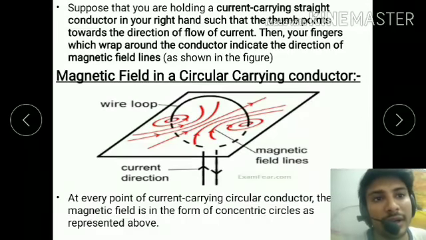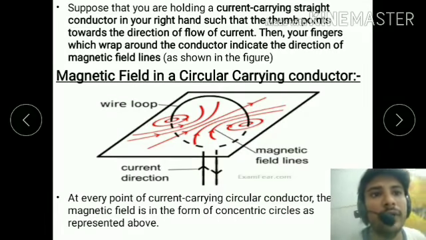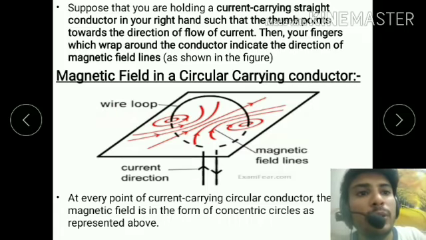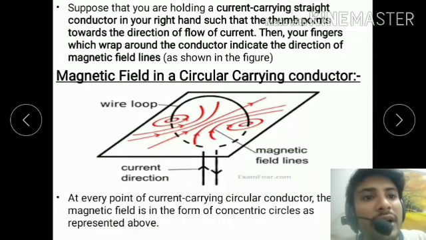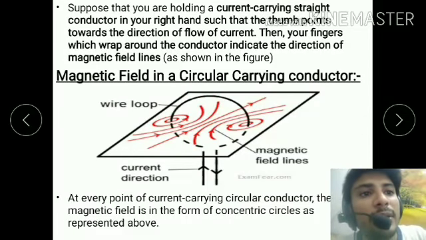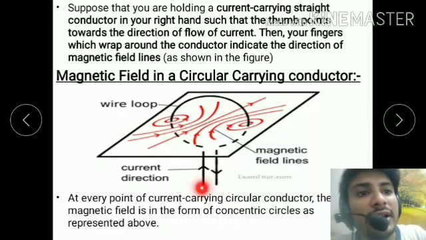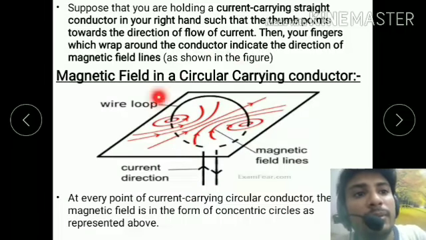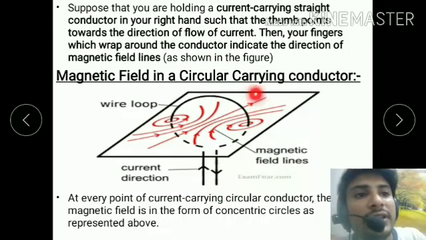Now the magnetic field in a circular current carrying conductor. How does a circular current carrying conductor produce the magnetic field? This is the wire loop. This is the current direction, and this is the magnetic field direction. The current direction is from plus to minus, and the magnetic field direction is like that.